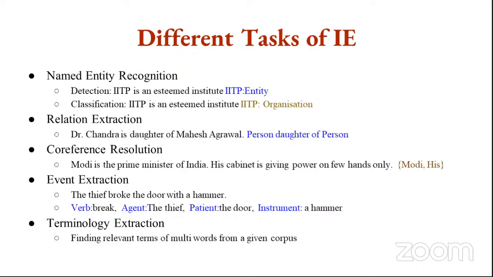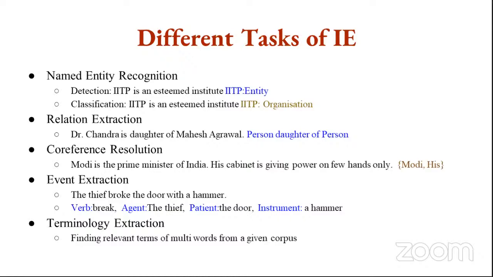Then the second task is called the relation extraction task. It means finding out the relationships between two or more entities. Two or more entities are somehow related, and understanding the relationship between them is called relation extraction. Like, Dr. Chandra is daughter of Mahesh Agarwal. Here the relationship is daughter of, and Dr. Chandra and Mahesh Agarwal are the person names.